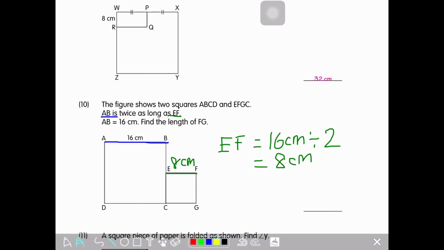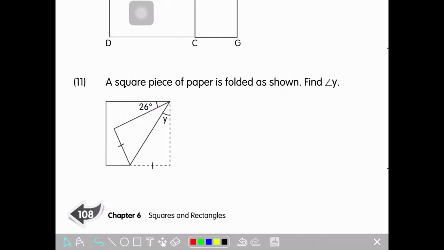Remember that EFGC is a square. And the properties of a square means that all 4 sides are equal. So EF is equals to GF. So FG is also 8 cm. So what is the length of FG? It is 8 cm.